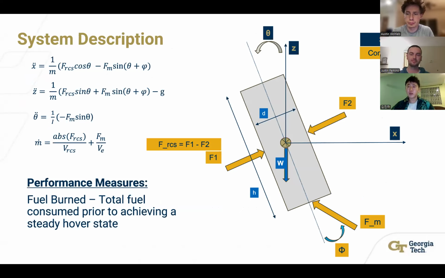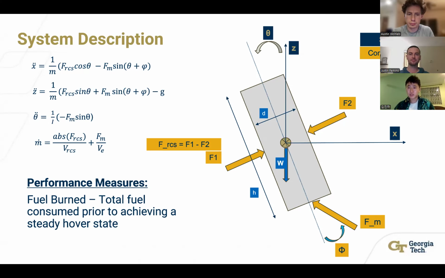As you can see, this is our system description. It shows the model for simulating 2D rocket landing dynamics. We're modeling the rocket as a rigid body in the XZ plane, and the vehicle has three main control inputs. As you can see, the rocket acceleration dynamics have main thrust Fm and the thrust vector angle phi, and the reaction control system FRCS, and are highly coupled with these dynamics.